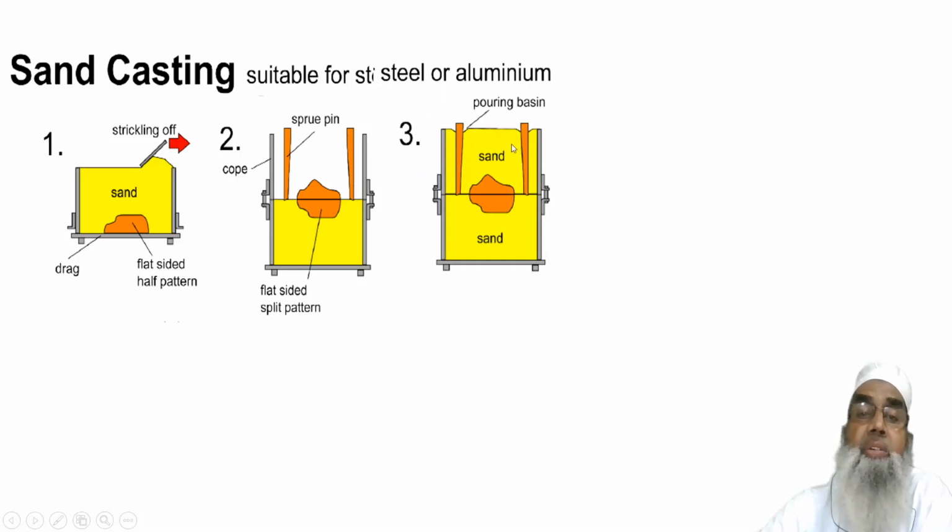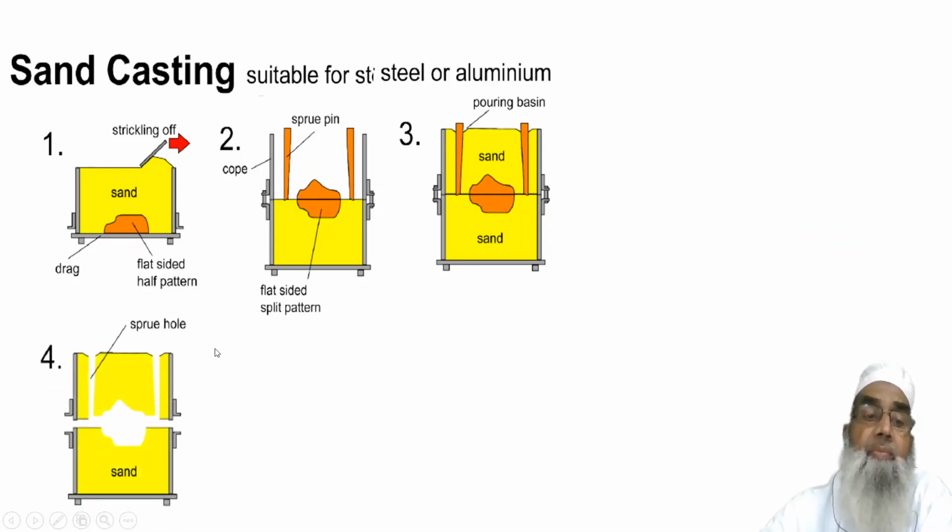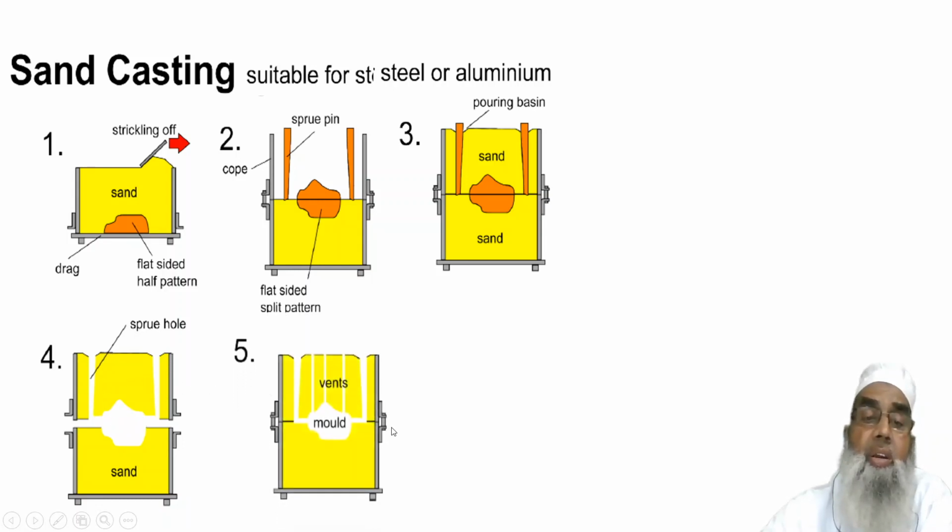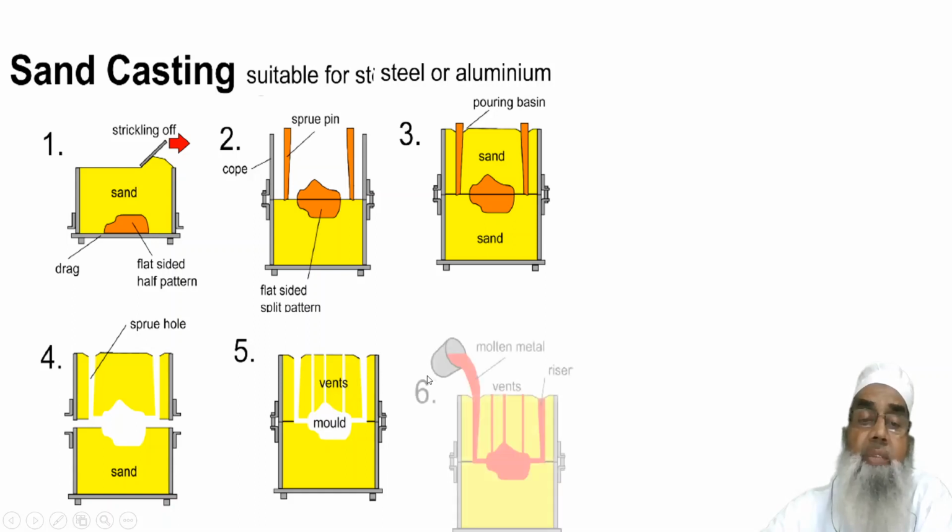Once it is filled, we take out the pattern, leaving the cavity, and we pour in the molten metal. All these patterns and accessories are taken out. Proper venting is also done so that when molten metal is poured in, the moisture evaporates and is allowed to leave the cavity, otherwise it will deteriorate the quality of the mold.